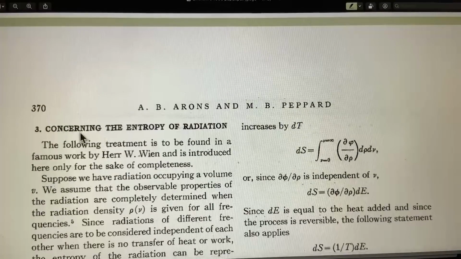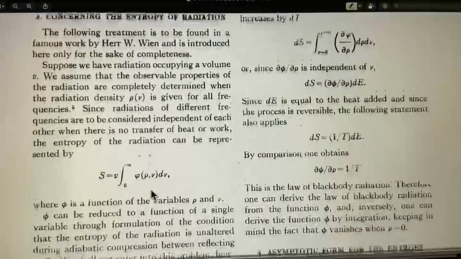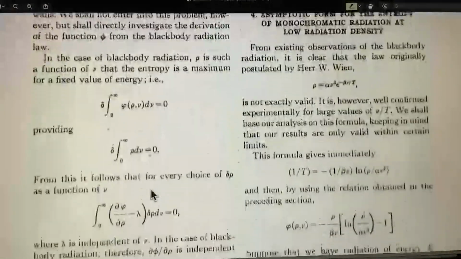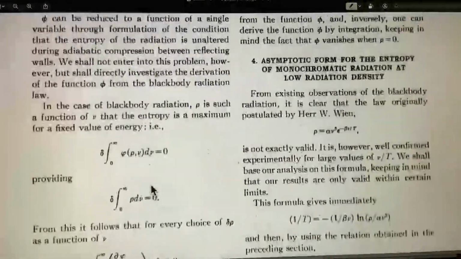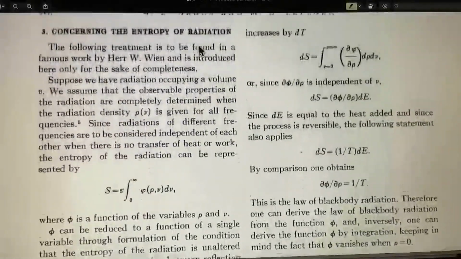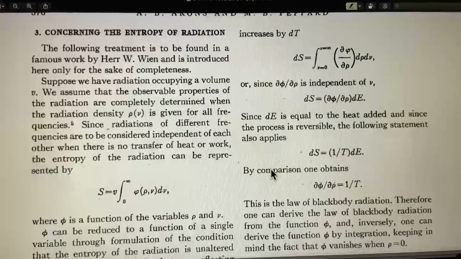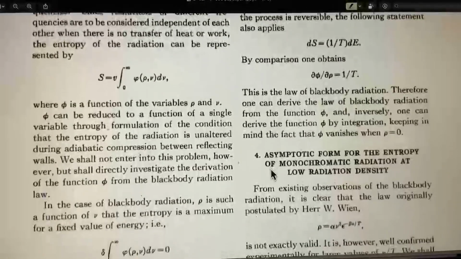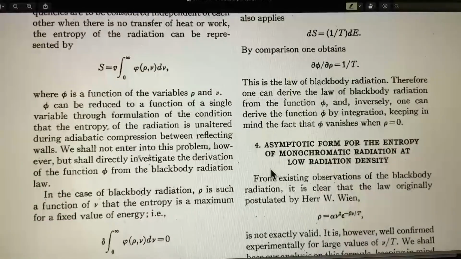Then he says that concerning the entropy of radiation. So now that he's talking of entropy, thermodynamics of radiation, and for that he is deriving some expression. All right, so he is deriving some kind of expression here, developing that entropy. Then fourth section, out of 9, 3 have gone.